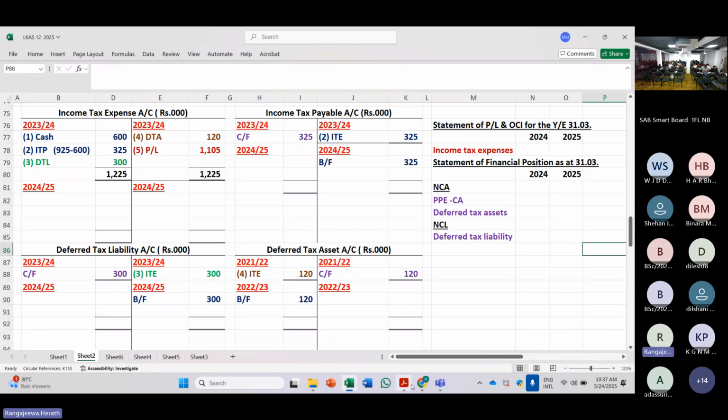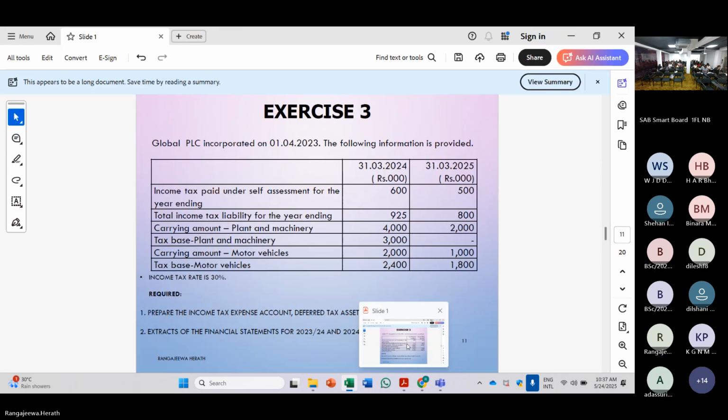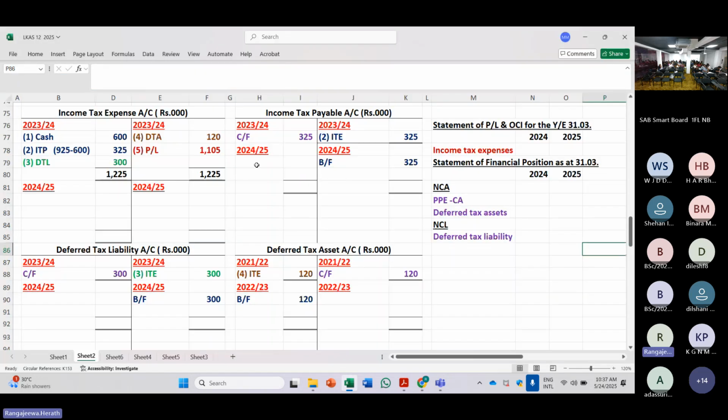So the second year, tax paid under self-assessment 500, total income tax liability 800. First of all, we have to pay this last year payable.